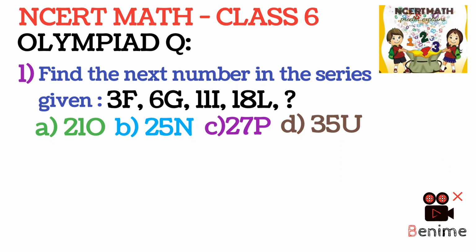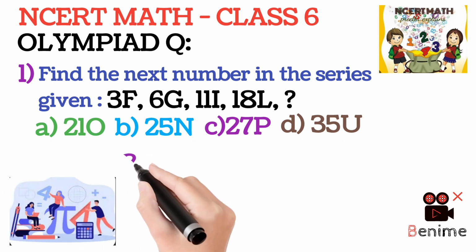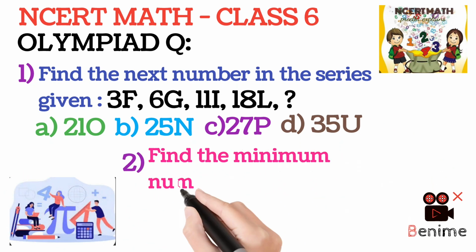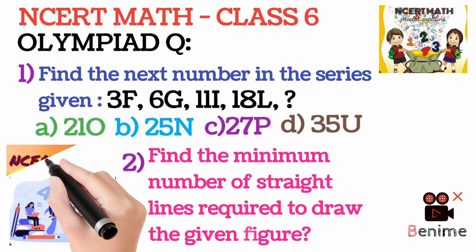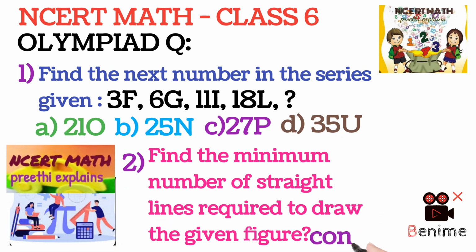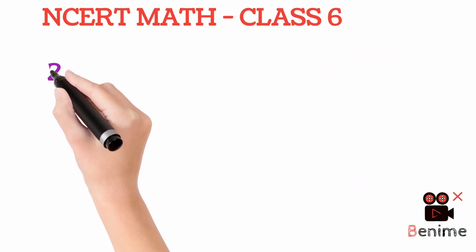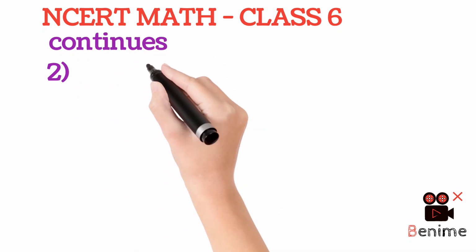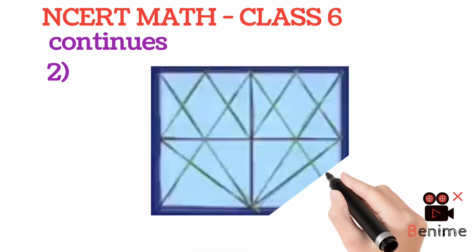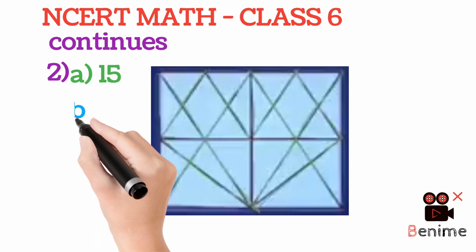So let us move to the second question. Here we have to find the number of straight lines required to draw the given figure. Okay, let us see the figure. The figure has been given and we have to understand how many minimum straight lines can be drawn from this figure. So pause this video, analyze yourself and have an answer.